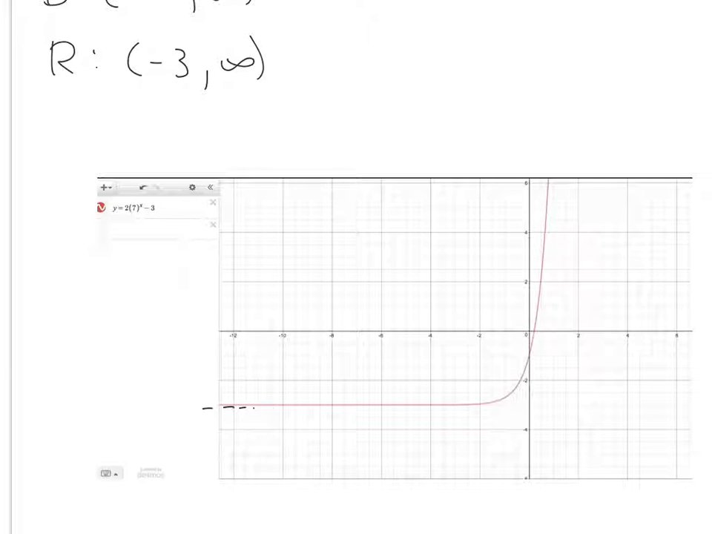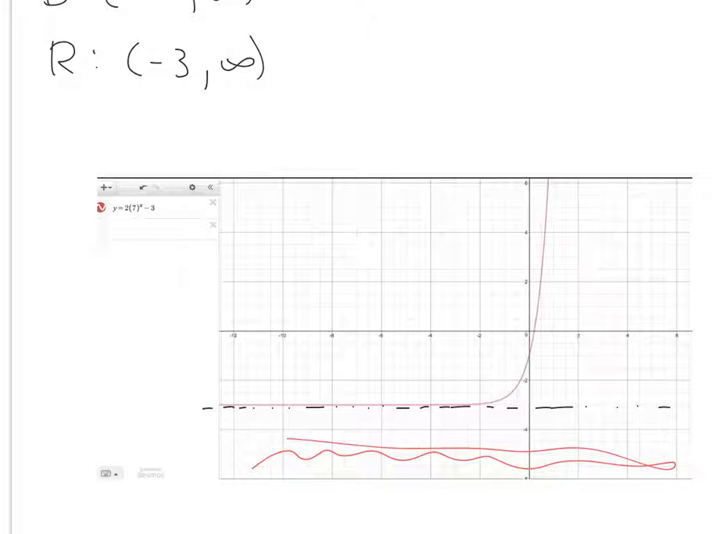But if you see this line where it kind of flattens out, it always flattens out at negative 3, which was that shift down. So the lowest y value you have is negative 3. You see there's no graph down here. There's no y values down here. So it's only from negative 3 and then up to infinity.